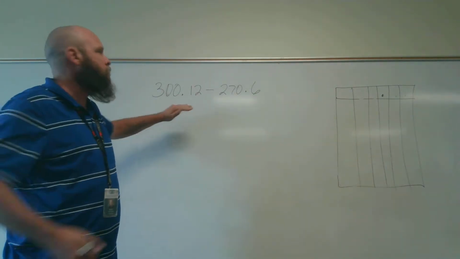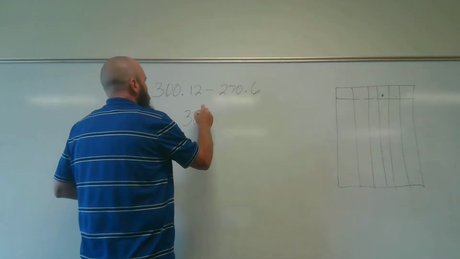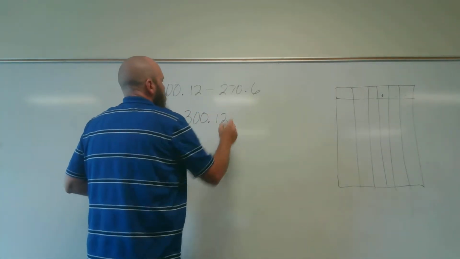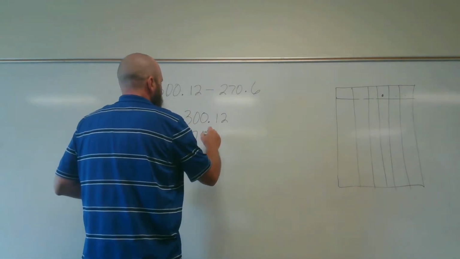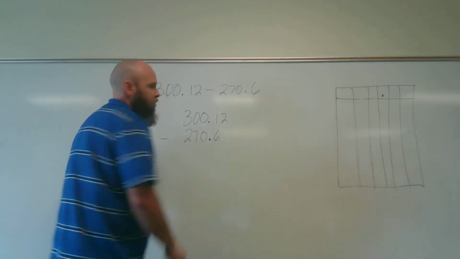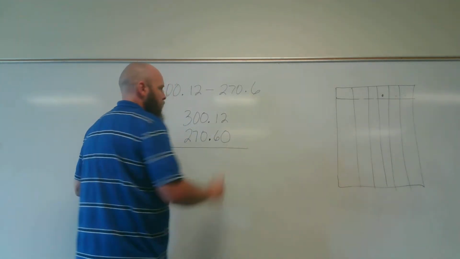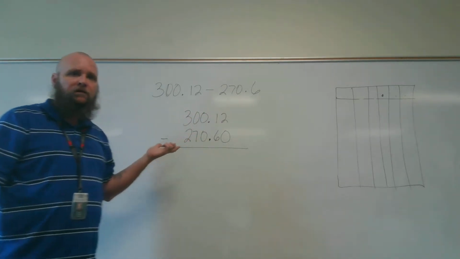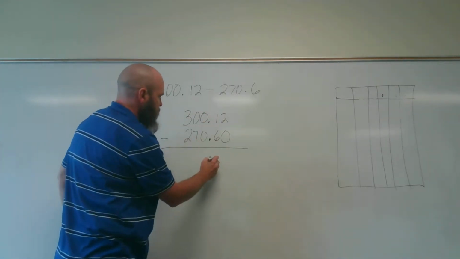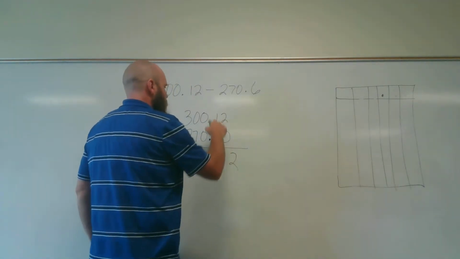Subtracting decimals or adding decimals, we line up the decimal points. So you have 300 and 12 hundredths. Subtract 270 and 6 tenths. Then we put in our magic 0 to hold the place. We need to hold the place. Then we just follow our same rules. My decimal point comes straight down. 2 minus 0 is 2. 1 minus 6 can't do.